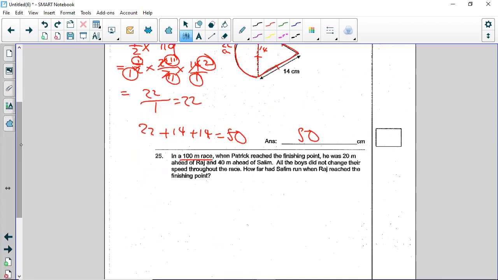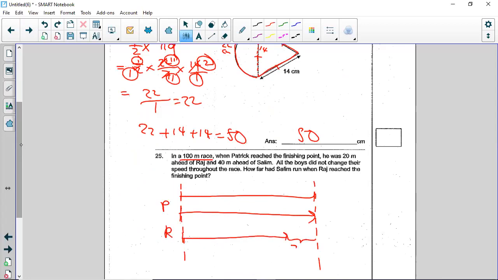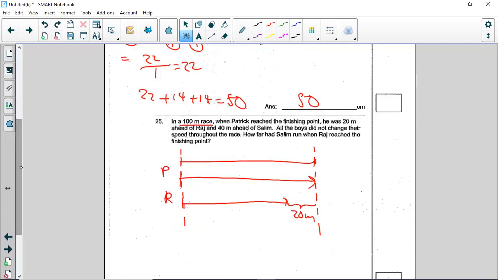In the 100-meter race, when Patrick reached the finishing point, this is the race from the start to the end of the race. Everybody starts at the same side and Patrick reached the end. When Patrick reached the finishing point, he was 20 meters ahead of Raj, so Raj is 20 meters behind. Patrick was also 40 meters ahead of Salim, so Salim is the slowest.